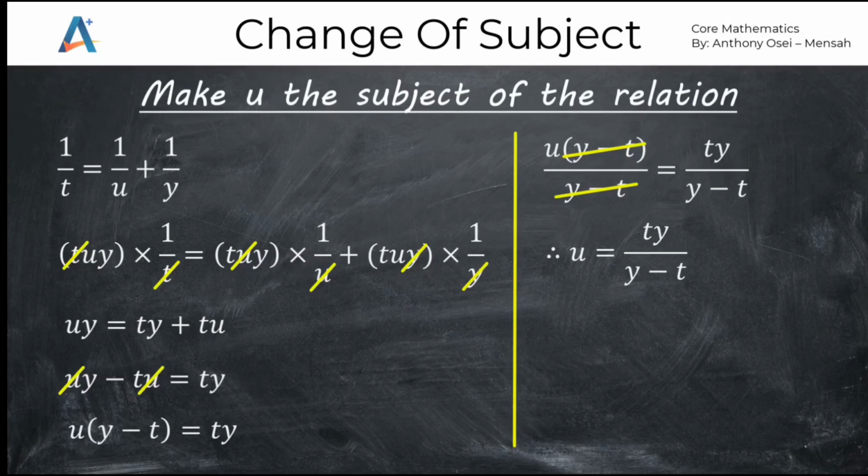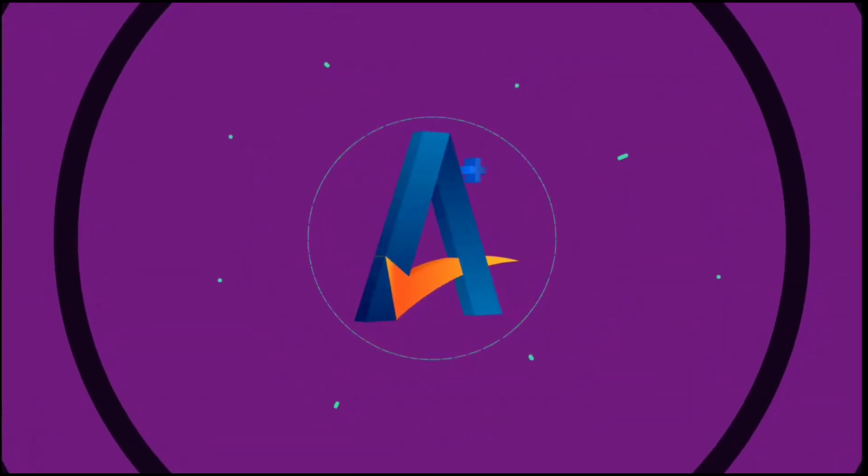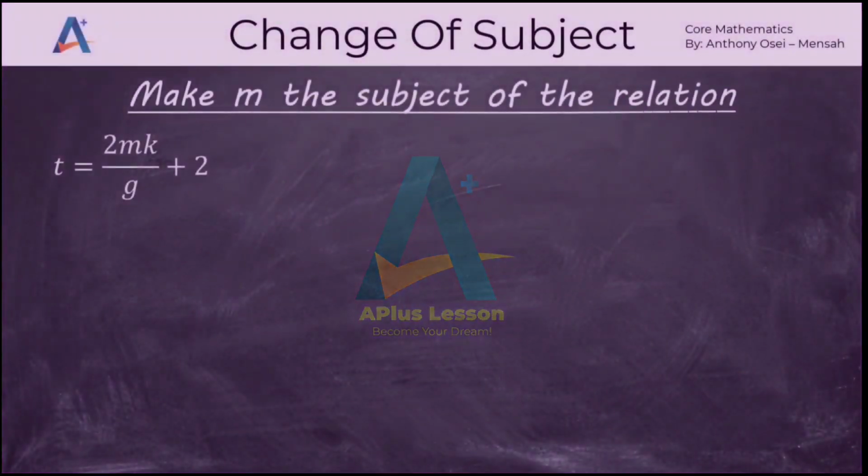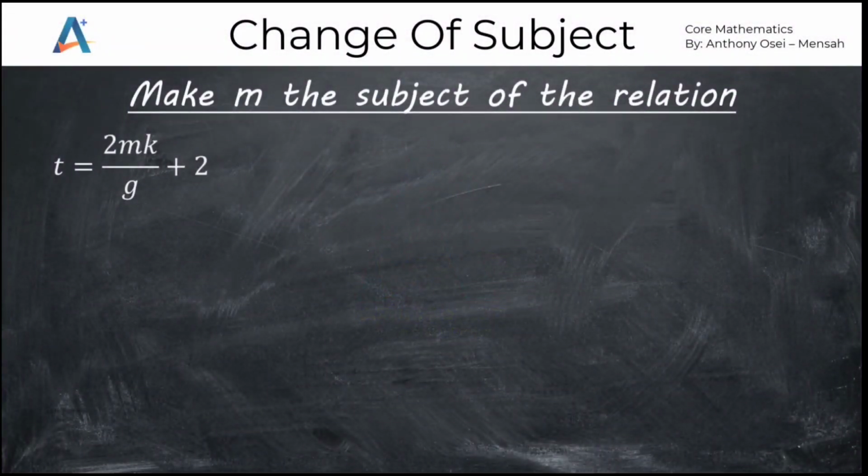Thank you very much. In this question, it says make m the subject of the relation t is equal to 2mk all divided by j plus 2. Now, as already said, I want you to just identify where the subject is, and the subject is at the numerator part of the fraction. The fraction is 2mk over j plus 2, and we're making m the subject.